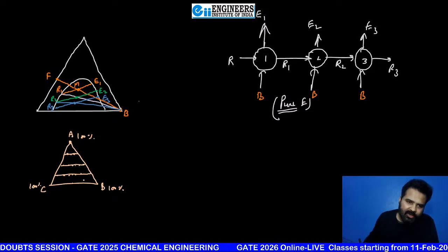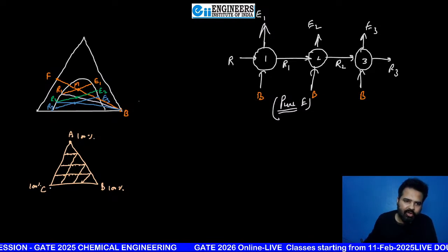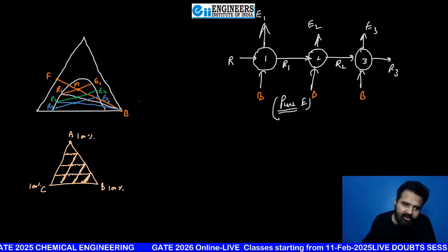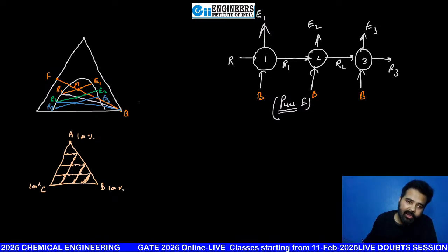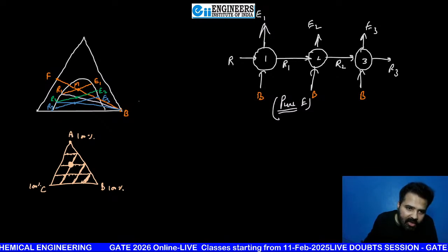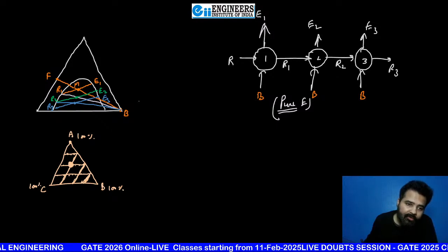Similarly from this B side, like this, 1, 2, 3, 4, parallel to this AC line. So here B is 100, here B is 75, here B is 50, here B is 25, here B is 0. Suppose some point lies here. Then how much A? A is 50%. B is 100, 75, 50, 25%.